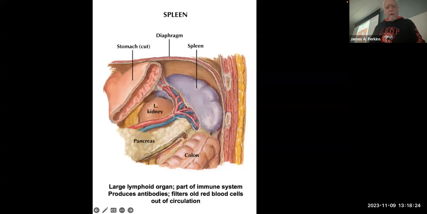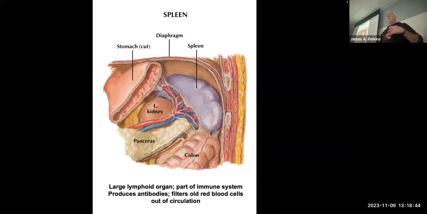And the only connection of the spleen to the rest of the body, besides the mesenteries that cover it, is a large artery and a vein. There's a big splenic artery that supplies blood to the spleen, and a big splenic vein that brings deoxygenated blood back from the spleen. And it really does function similar to a lymph node.